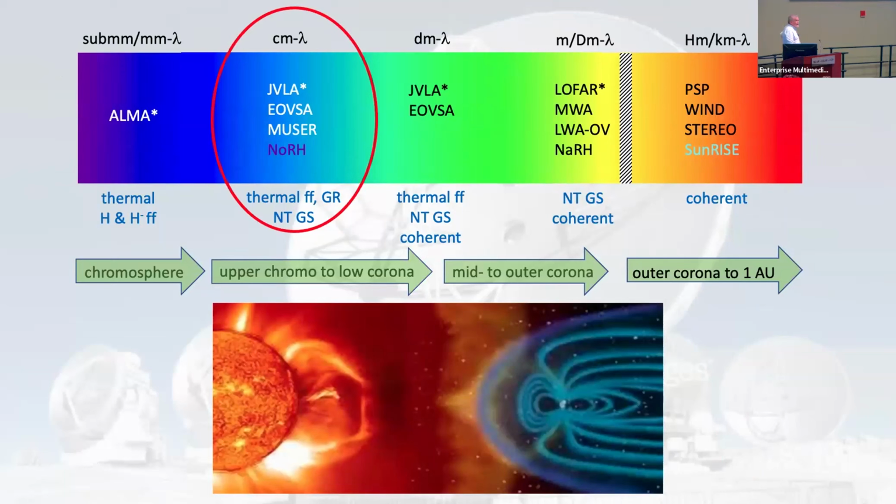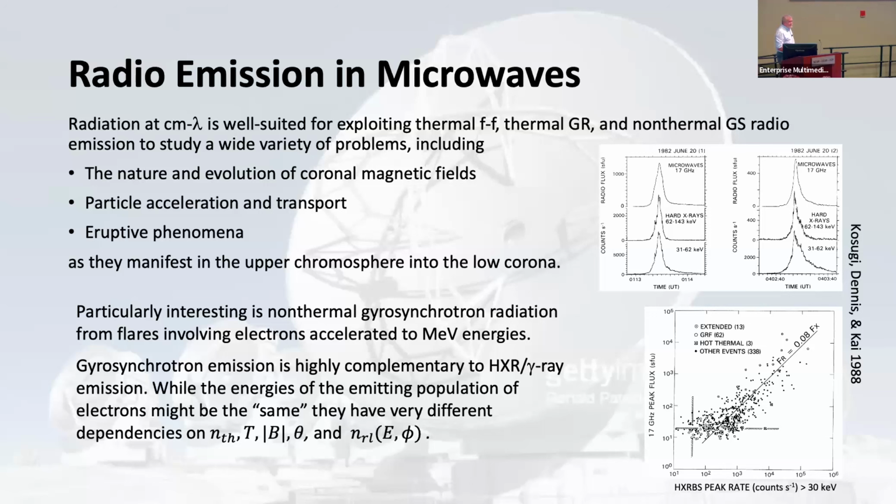Let's move up in wavelength to centimeter wavelengths. This again has a very long history and a very rich history. It can be used for many, many different types of phenomena, ranging from quiet sun to flares. There are several different emission mechanisms which are relevant here: thermal free-free, gyroresonance emission, and non-thermal gyrosynchrotron. I'm going to talk very briefly about flares.